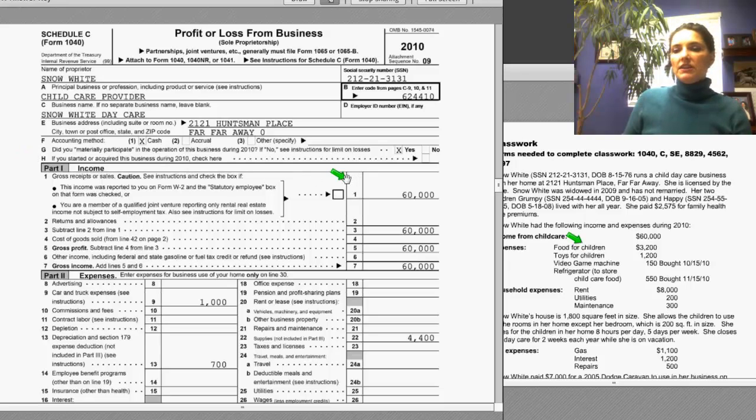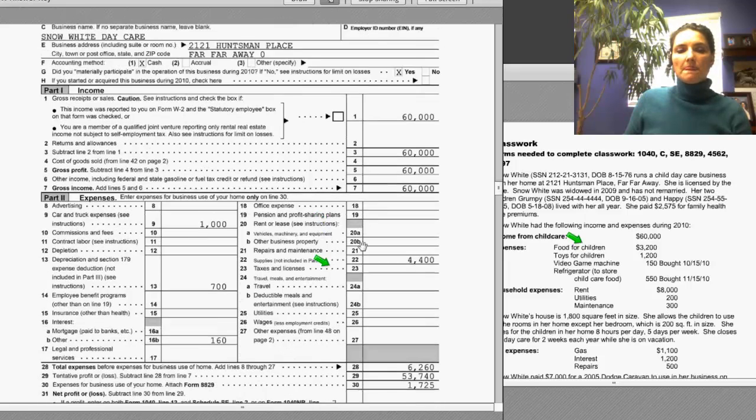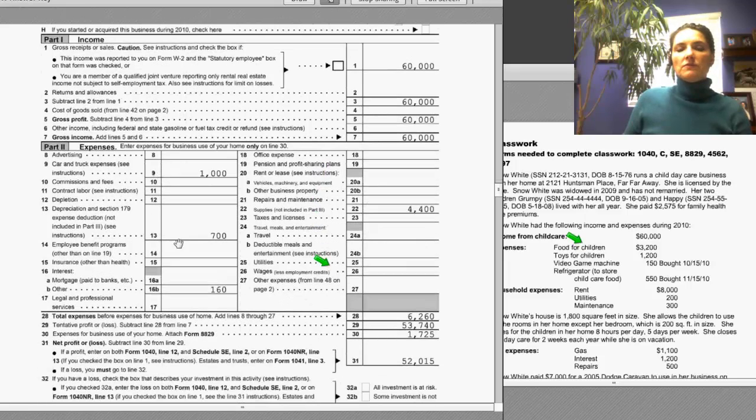We get to the income section, and Snow White's gross receipts from her business were $60,000, so we enter that on line 1. She has no other returns and allowances or cost of goods sold, so $60,000 carries down to line 7. Next, we enter her business expenses, and the first expense we run across is the car and truck expense. So let's see where that number came from.